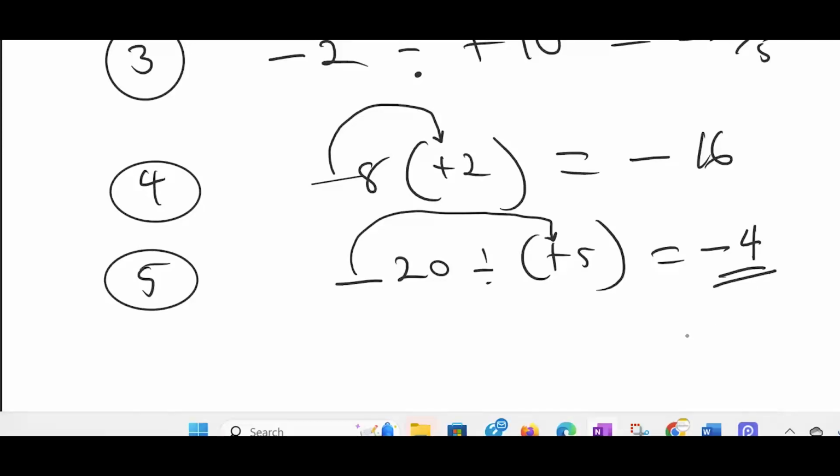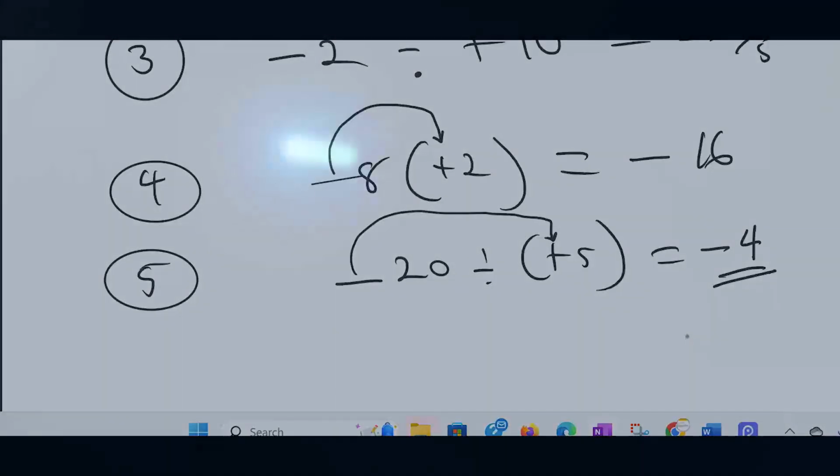This will be the end of this video. In the next video, we are going to look into the interpretation of multiplication, division, subtraction, and addition of integers.